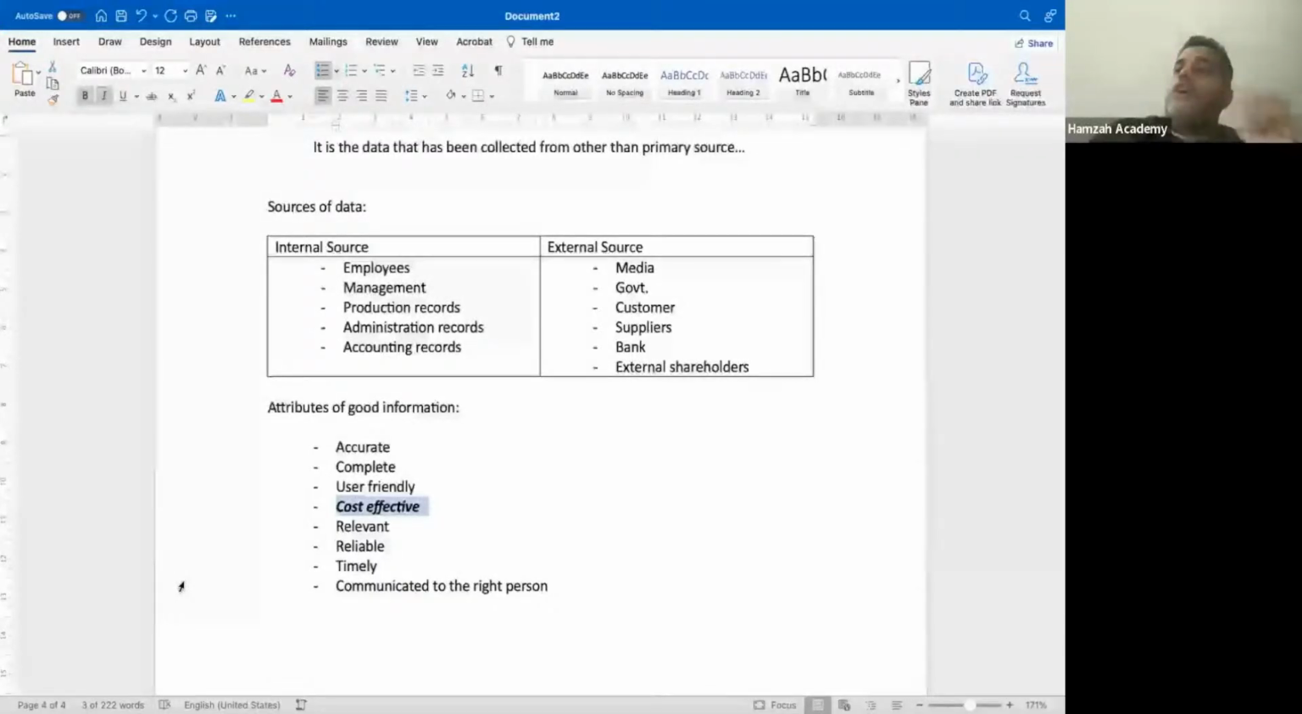If the cost of getting the information is higher than the benefit that it is going to give, then there's no point of having the information. This is the rule of management accounting: if you have to spend more than what you are going to get at the end of the day, then there's no point of spending, right? So always keep in mind that the good information has to be cost effective. If it's not cost effective, then there's no point of having that information. Then why spend more? Right? So this is what cost effectiveness is.